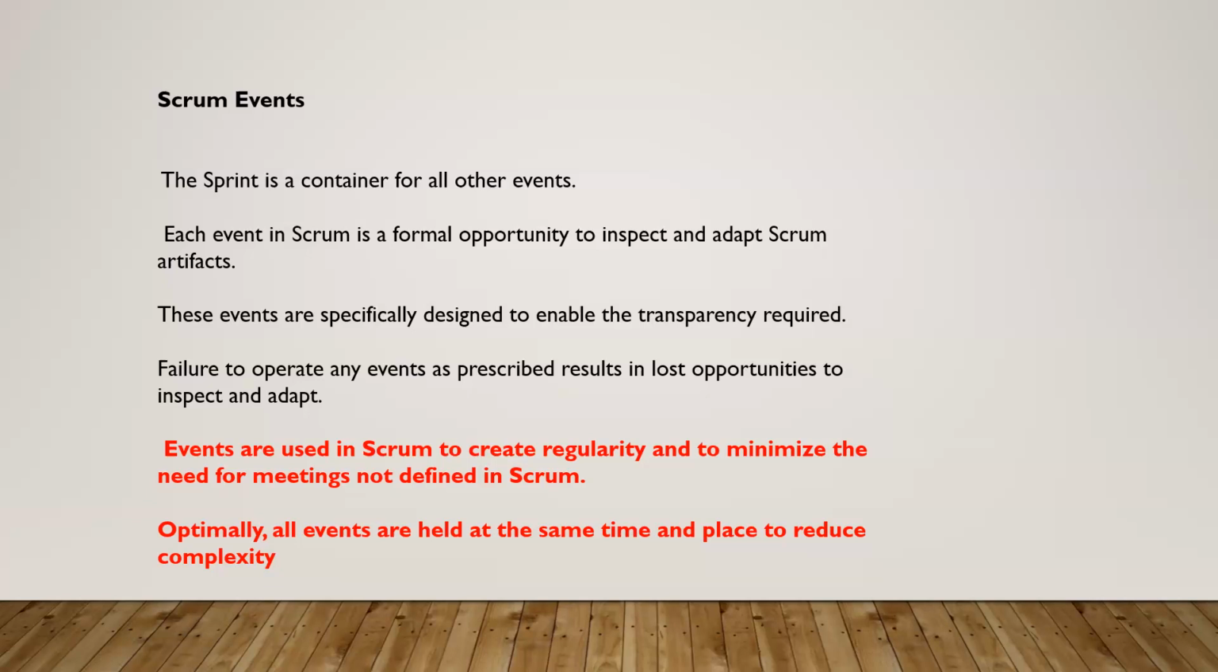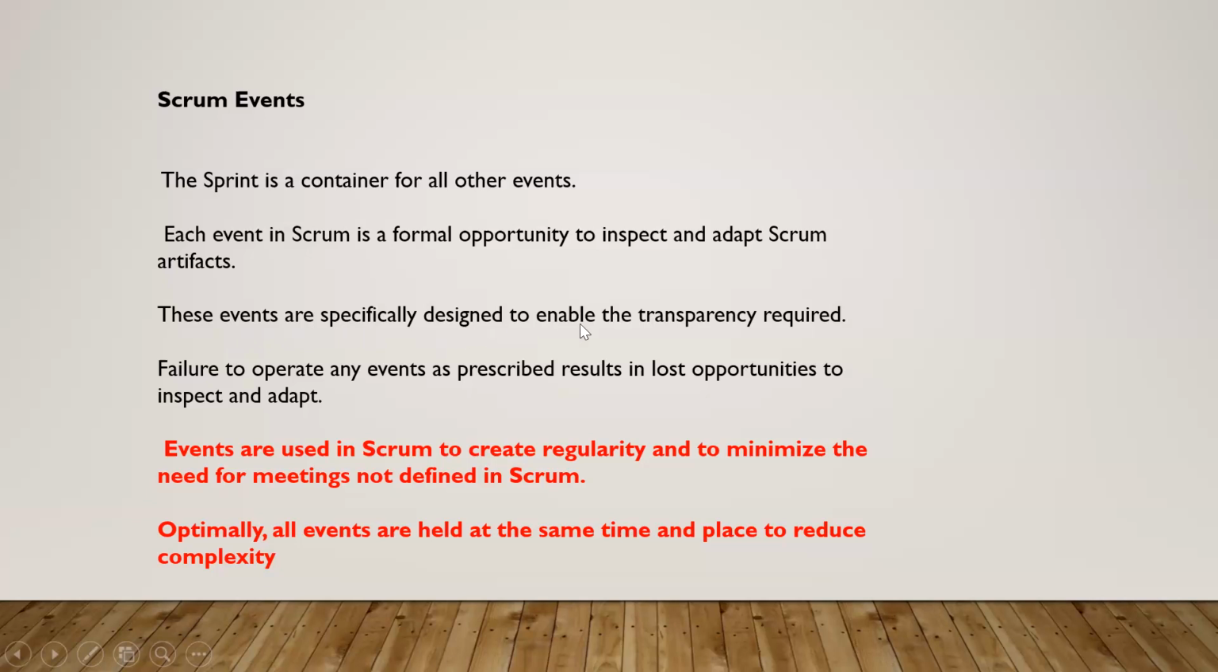Each event in the Scrum is a formal opportunity to inspect and adapt Scrum artifacts. In each event, you can find out what we are doing there: the artifacts, focus, openness, commitment. All these things we can visualize, and see how they are being implemented in every event. When we discuss those events coming up next, we will see how these artifacts are being used.